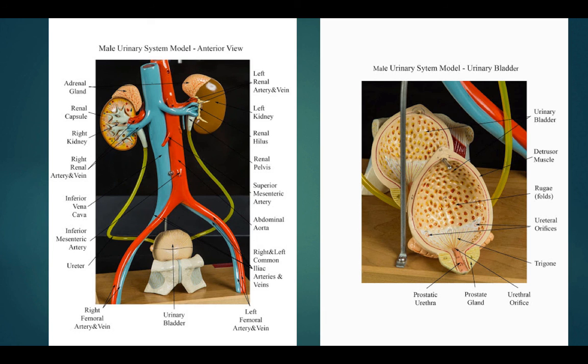And we'll talk more in the reproductive system about the different parts of the urethra, especially the prostatic urethra, the membranous urethra, and then the spongy penile urethra. So we'll talk about those coming up later on. So that's it for this portion of it.